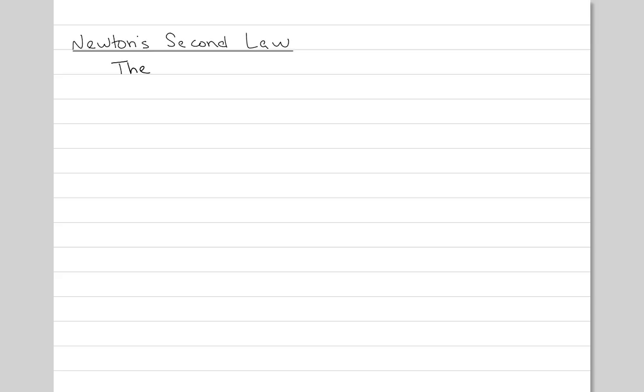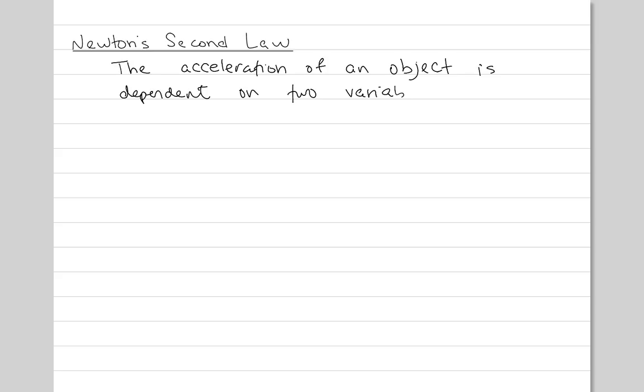Okay, Newton's second law is more than just a formula. It says that the acceleration of an object is dependent on two variables: F net and mass. And we're going to write it like this.